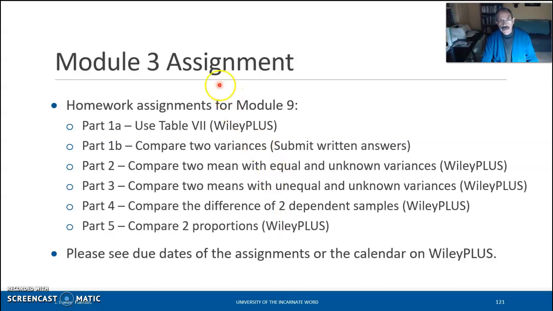So the Module 9 assignments have, as you can see, 5 parts, and part 1, A and B, you already worked on, and part 2 and part 3, 1 and 2 you already worked on. Part 3 and part 4 you will work on this week, and this last part will be for the following week. All right, but just to avoid any confusion, look at the due dates on Wiley Plus, or look at the calendar on Wiley Plus.